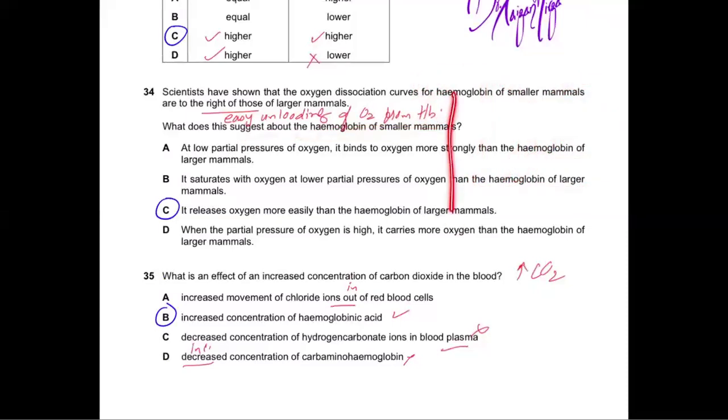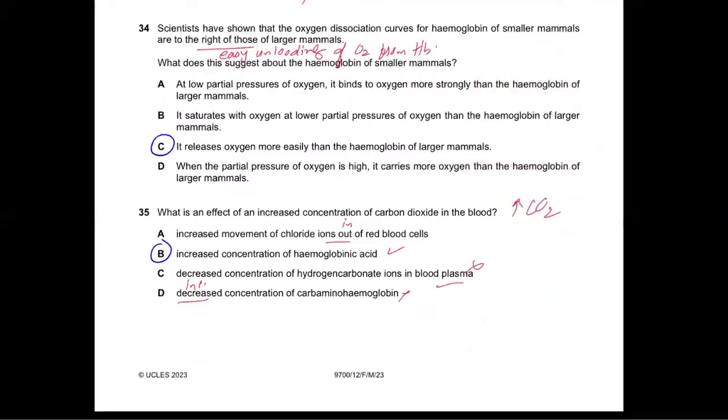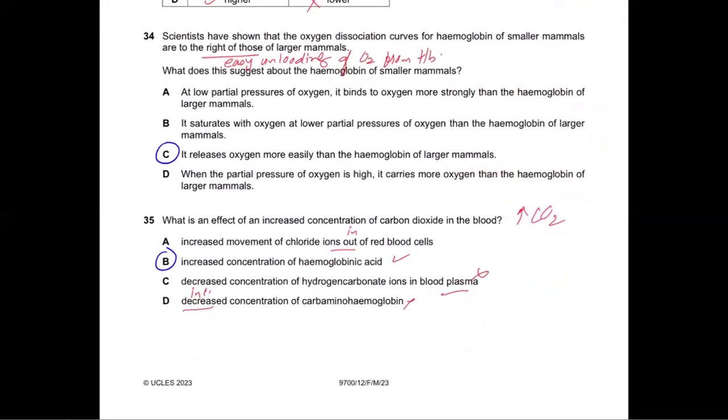And if the normal curve is there and a left shift occurs, in this case, oxygen getting unloaded from hemoglobin will become more difficult. In this case, they are saying it's a right shift, so unloading of oxygen becomes easier. Option C is correct. What is the effect of increasing the concentration of CO2 in blood?